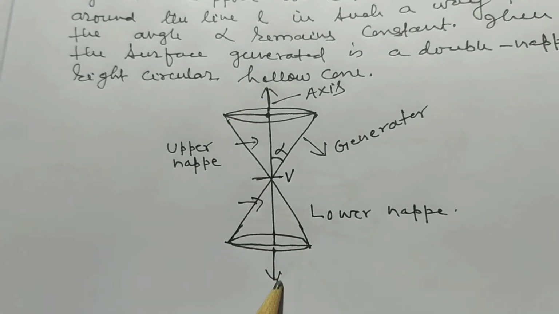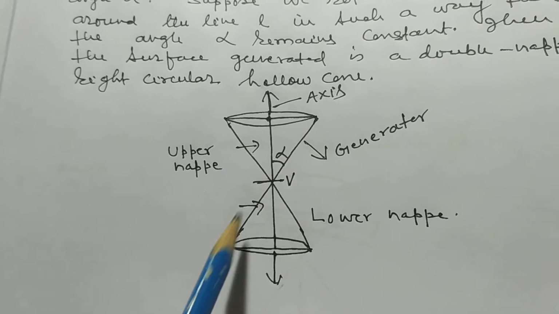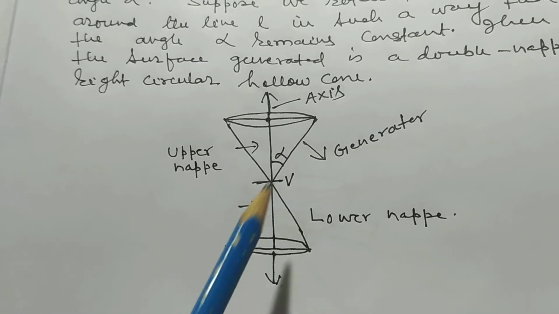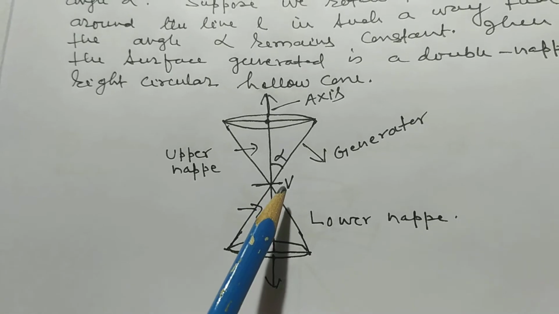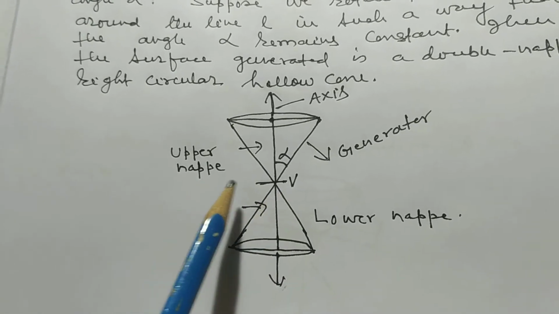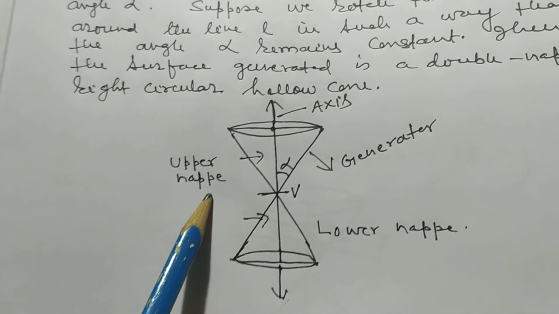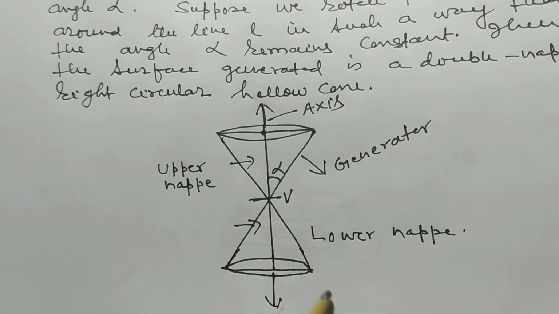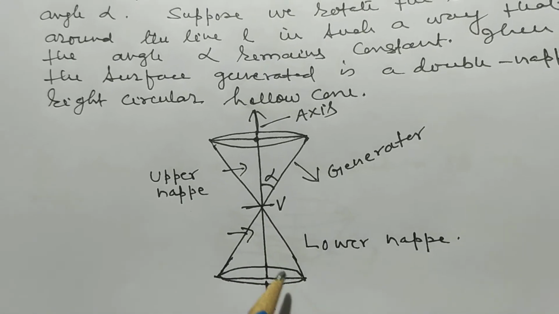Here this line L is the axis, this line M is the generator, and here is the upper nap, here is the lower nap.